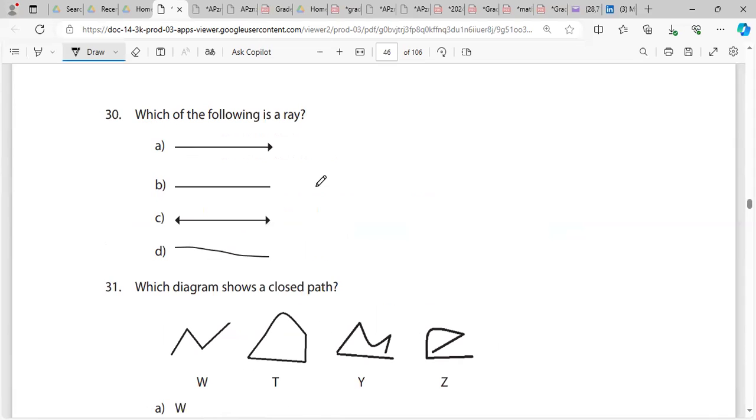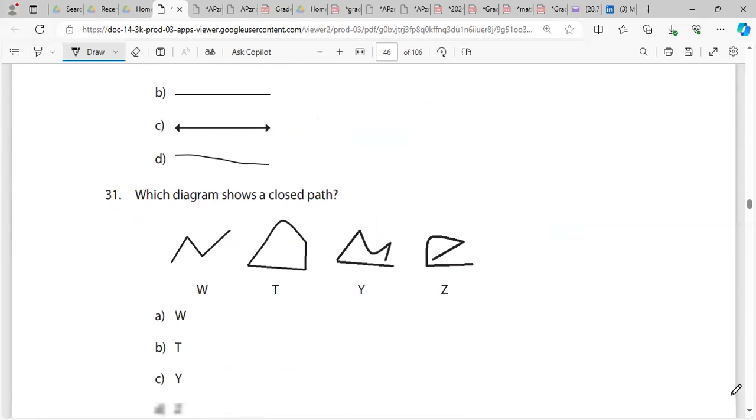And that would be A. Which diagram below shows a closed part? Now, a closed part is basically its seal, which is T. So that would give us letter B.